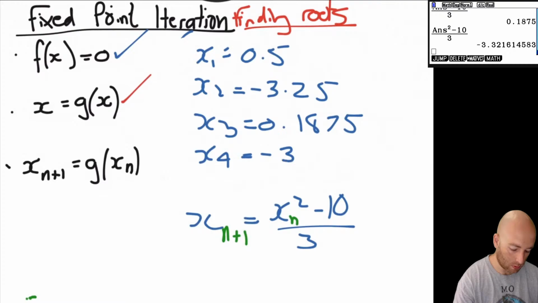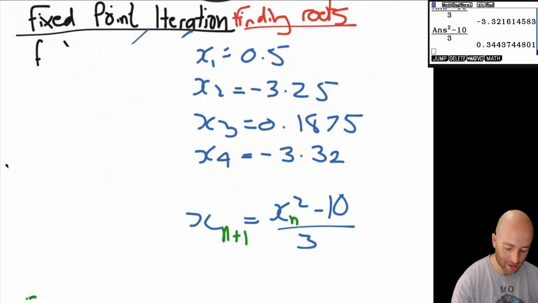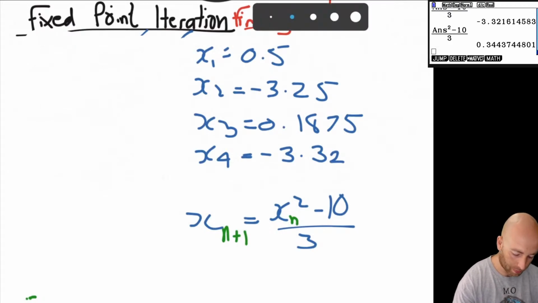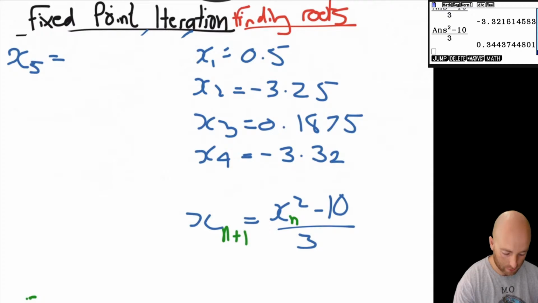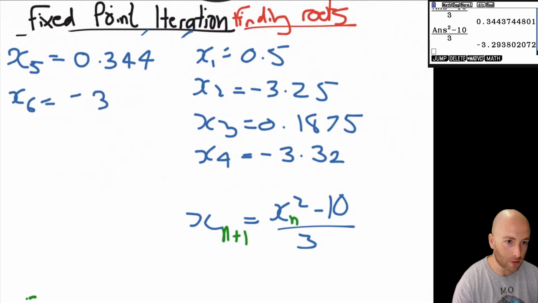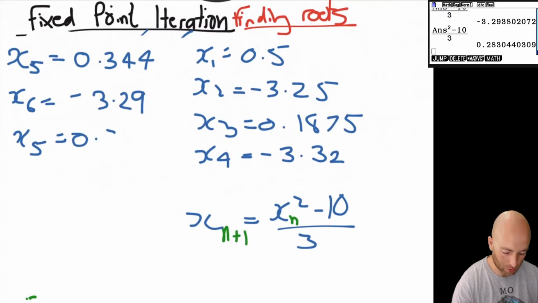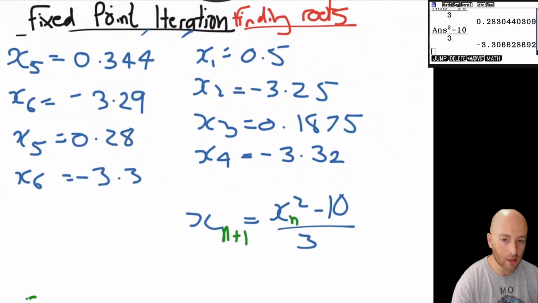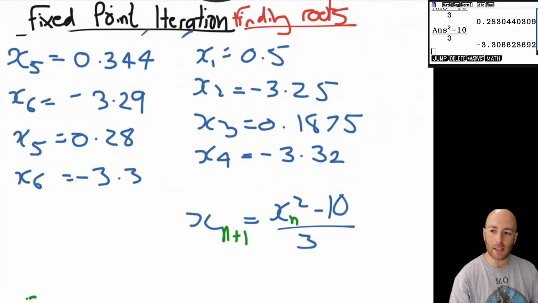x4 is minus 3.32. I think this one might take a little bit longer, so I'm going to clear some space here. x5, what was it, 0.344. x6 is minus 3.29. x5, 0.28. x6 is minus 3.3. I'm just going to spam equals and see if this gets anywhere, because at the moment you can see it's kind of jumping between two values.